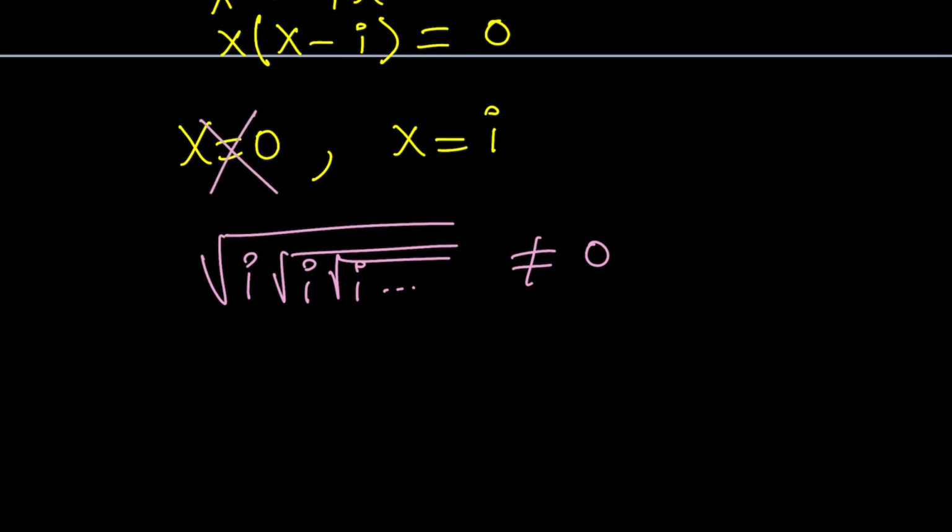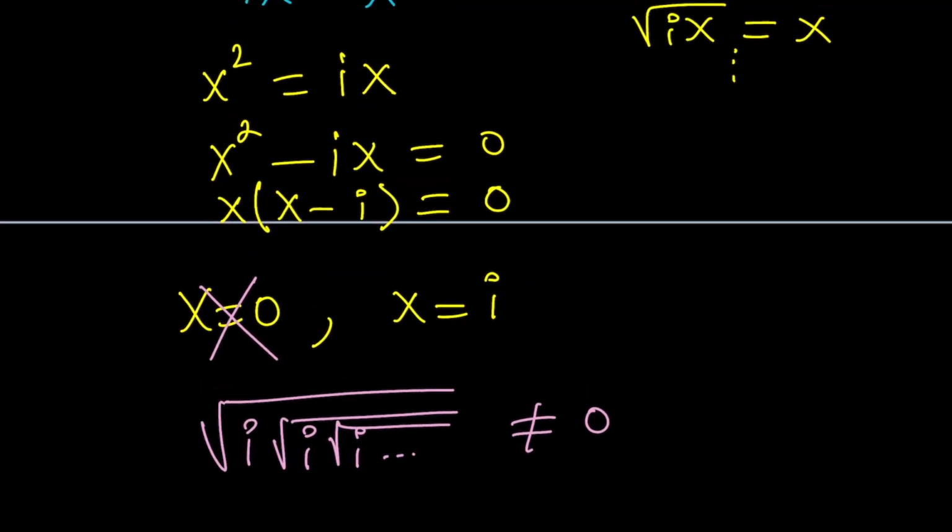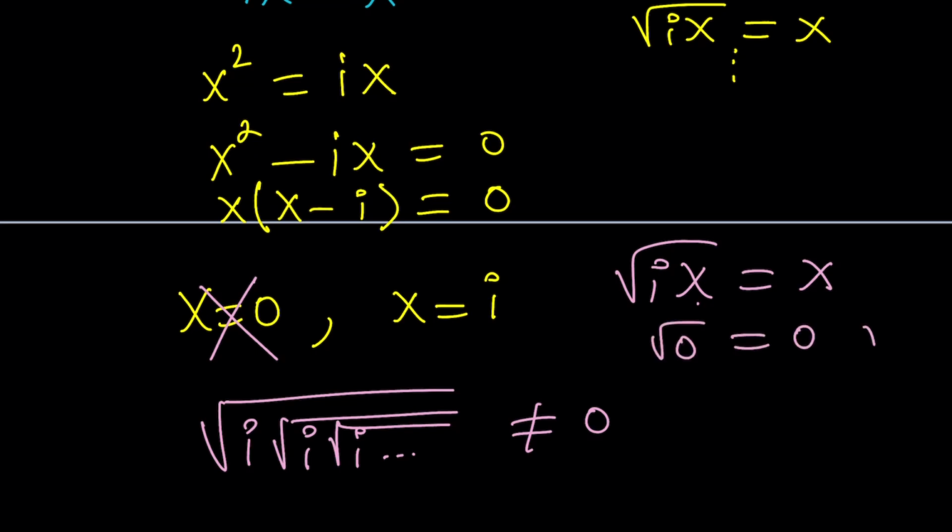But here's the thing. If you consider this equation, ix, square root of ix equals x, then 0 works. Why? Because if x is 0, the square root of 0 is 0. This is actually true even in the complex world, right? As far as I know.